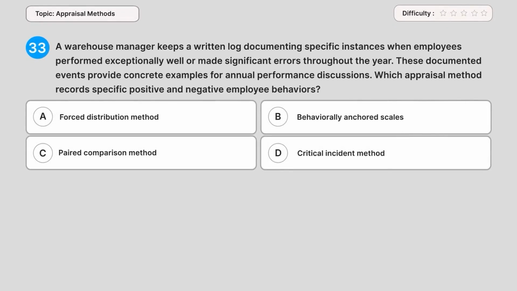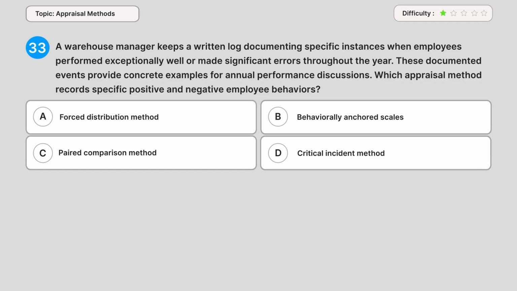33. A warehouse manager keeps a written log documenting specific instances when employees performed exceptionally well or made significant errors throughout the year. These documented events provide concrete examples for annual performance discussions. Which appraisal method records specific positive and negative employee behaviors?